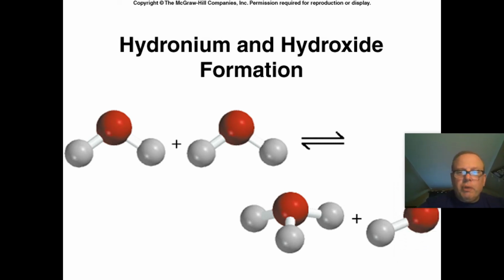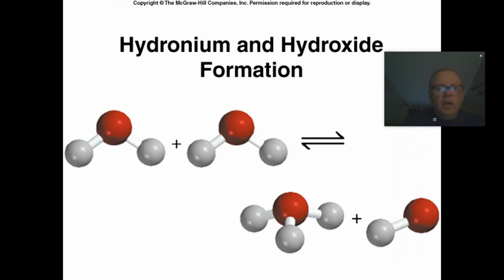Again, even with my big head in the way, the two water molecules make us the hydronium here and the hydroxide over here. This would be H3O plus. It's water with another hydrogen on it, and this is the OH minus, the hydroxide.